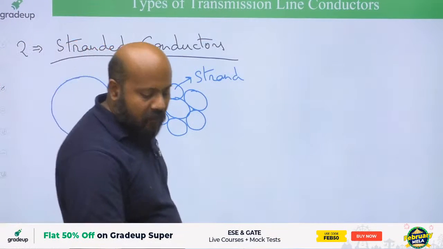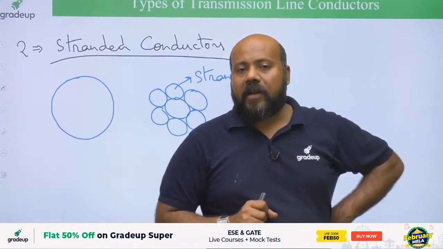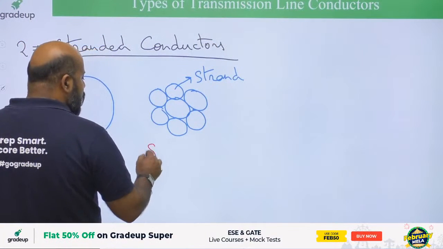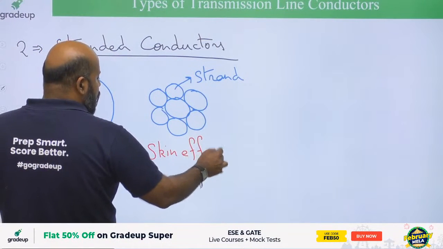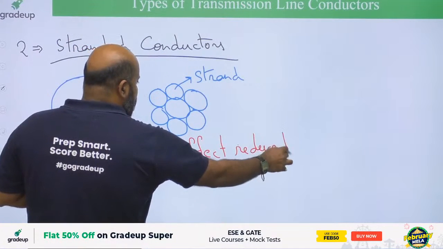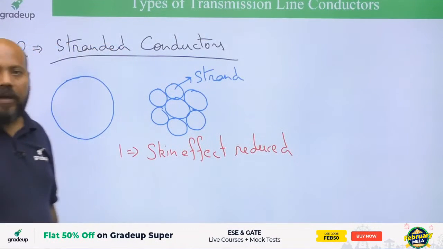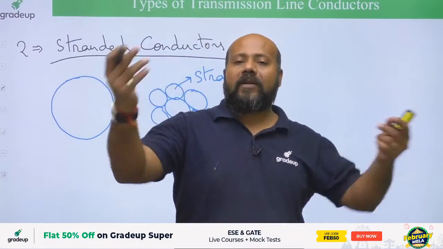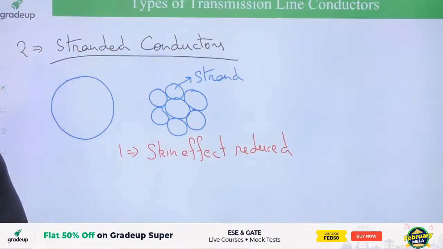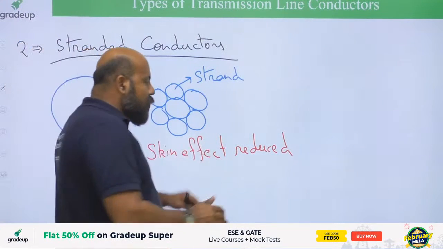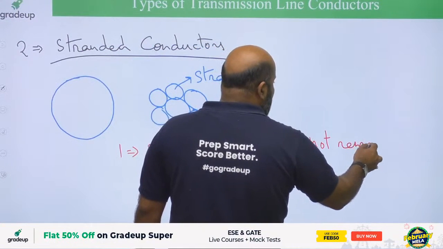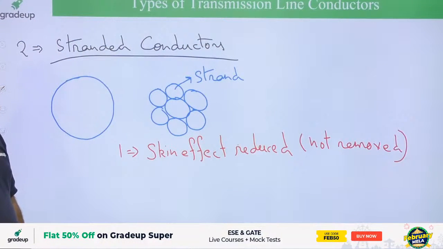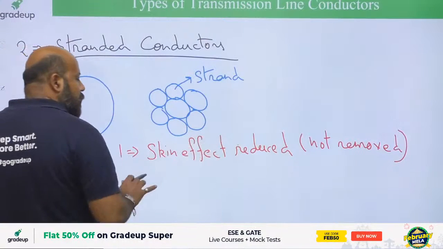Now what is happening? Listen extremely carefully. When you are using smaller strands, skin effect is going to reduce. This is the first point: skin effect is reduced. If you want to understand why skin effect is reduced, I will tell you, but if you know, then it is okay. We can leave that. But the most important part you have to understand: we are saying skin effect is reduced, not removed. It means skin effect is still present, my friend.